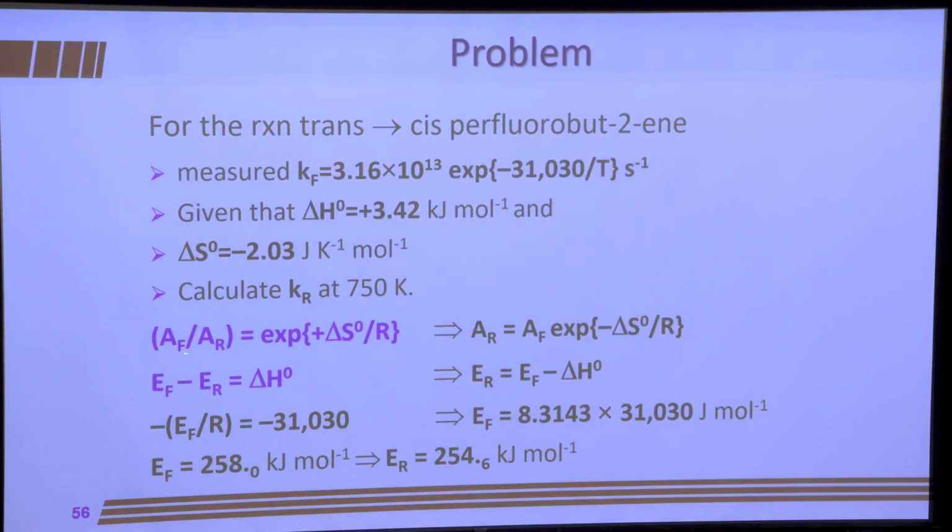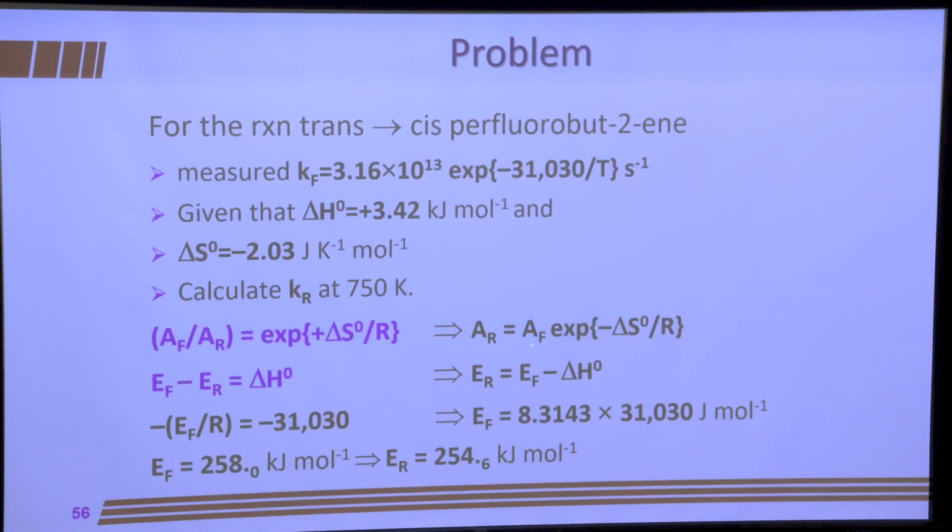So we know A forward over A reverse is equal to the exponent of delta S over R. So A reverse is going to be A forward times the exponent of minus delta S over R. It's just the 1 over plus delta S over R. And E forward minus E reverse is equal to delta H. So E reverse is equal to E forward minus delta H. Just be careful with the units, but so we get E reverse is 254.6 kilojoules per mole.